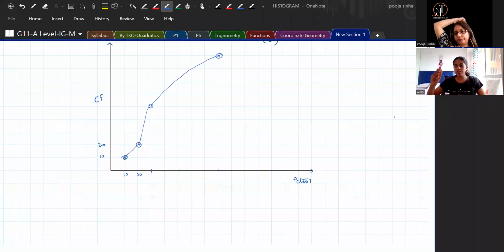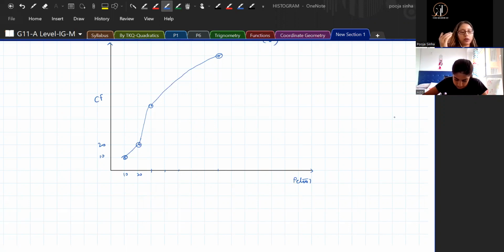Ma'am, when we're making the points, should we make a dot and then make the lines, or make a cross? The cross mark method, making a cross, won't look accurate. Yes, make a dot and then connect the dots. But the dots have to be connected like a freehand curve. Never use a scale here.